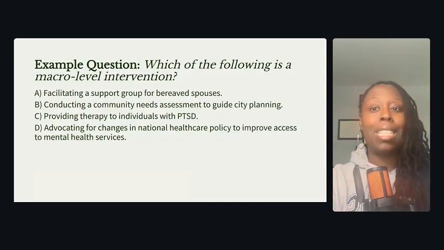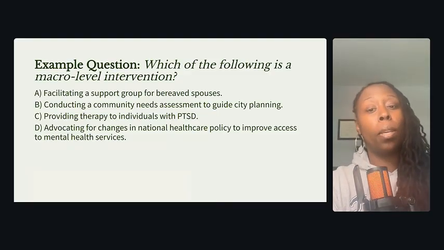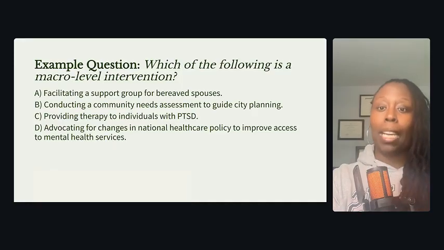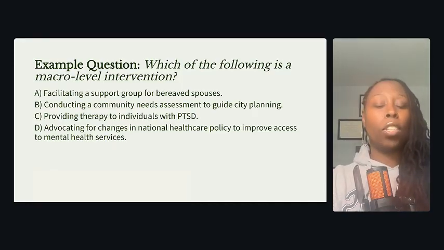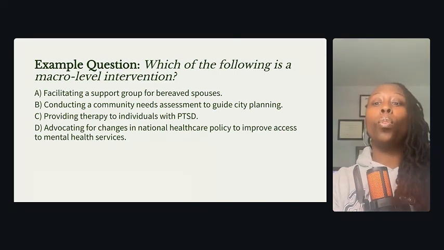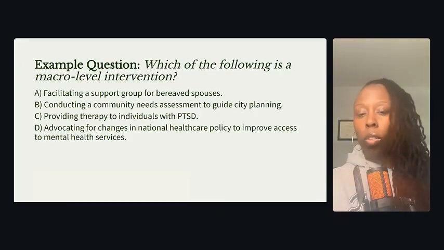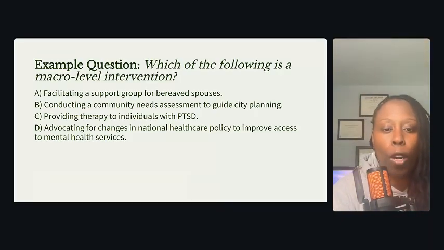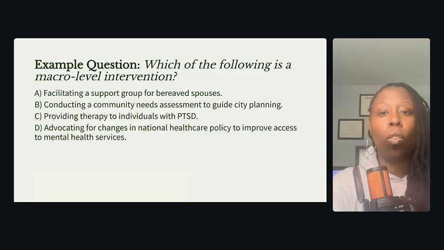Which of the following is a macro level intervention? Facilitating a support group for bereaved spouses, conducting a community needs assessment to guide city planning, providing therapy to individuals with PTSD, advocating for changes in national healthcare policy to improve access to mental health services. And we're going to answer this question a little differently, guys. So first, let's look at number one, facilitating a support group for bereaved spouses. What would that be? We know it's not macro, but what would it be? Would it be mezzo or would it be micro?